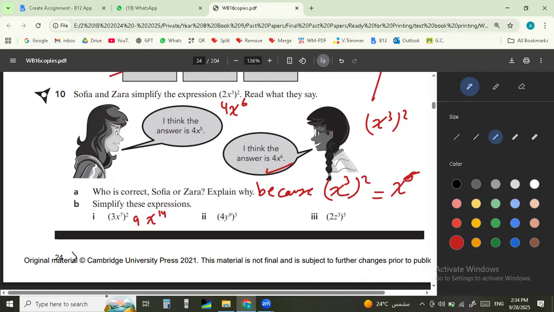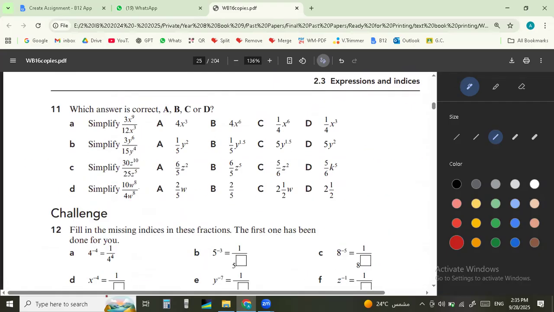4 cubed is going to become 64, y to the power of 27. 2 to the power of 5 is going to become what? 32, z to the power of 15. 3 times 5, 15.